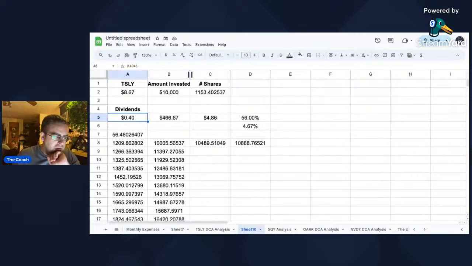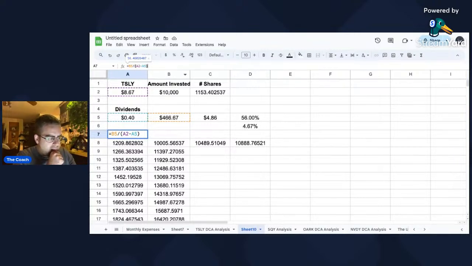So the dividend, 40 cents annualized right now, would be a $4.86 payout, which would be 56% of the current share price. And then the annualized dividend divided into 12 months would be 4.67%. So right now, in the first month, I took cell B5 divided by A2 minus A5. So I'm subtracting the dividend from the share price, which is what happens in the ex-dividend process by Friday, and we have a lower share price because of the dividend being factored out. So it would be off of $8.27.